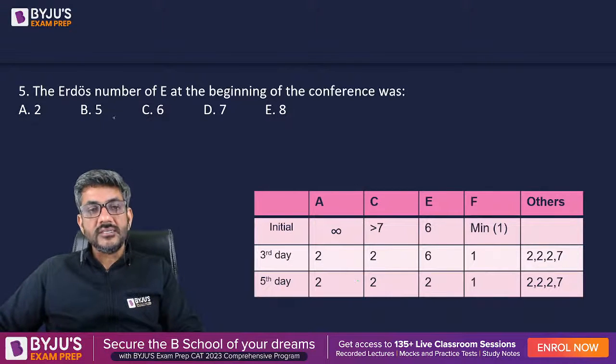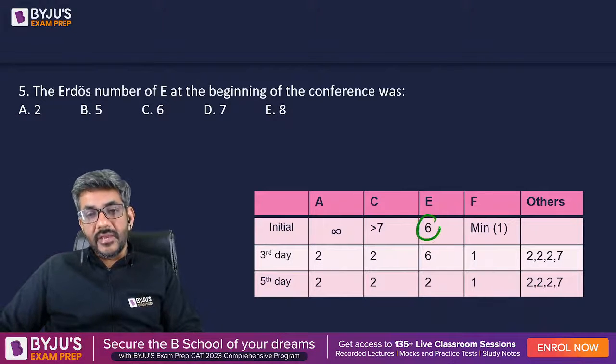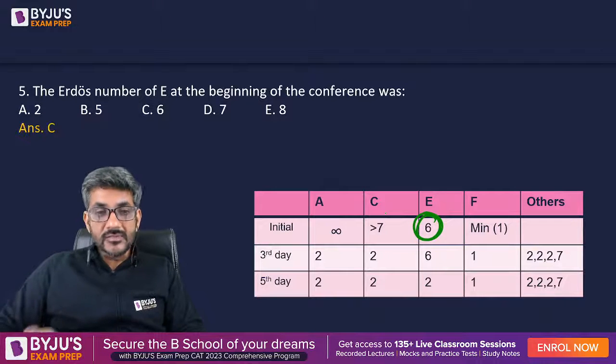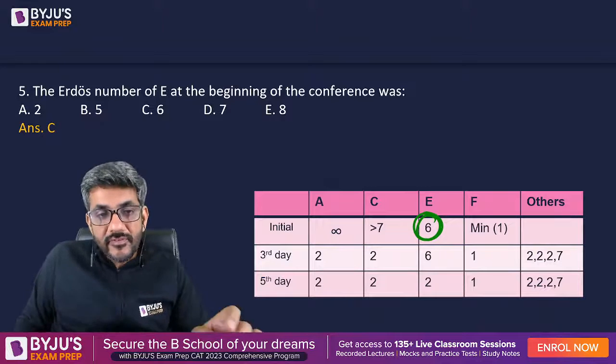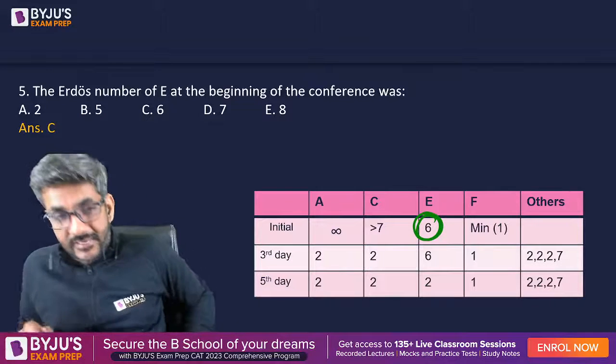And the last question: ADOS number of E at the beginning of the conference. It was 6. So my answer is option C, that is equal to 6. These were the 5 questions based upon this set.